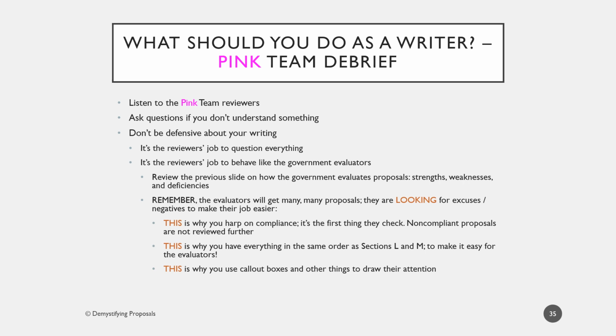This is why we harp on compliance. It's the first thing they check. Non-compliant proposals don't get reviewed any further. And this is why you have to have everything in the same order as section L and M to make it easy for the evaluators. And this is why you use call-out boxes and other things that draw their attention. We want to make it as easy as possible for the evaluators to do their evaluation and find the nuggets that we want them to find.